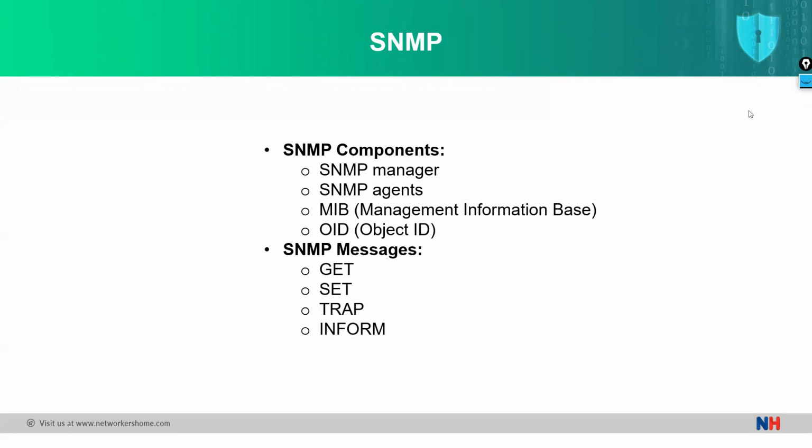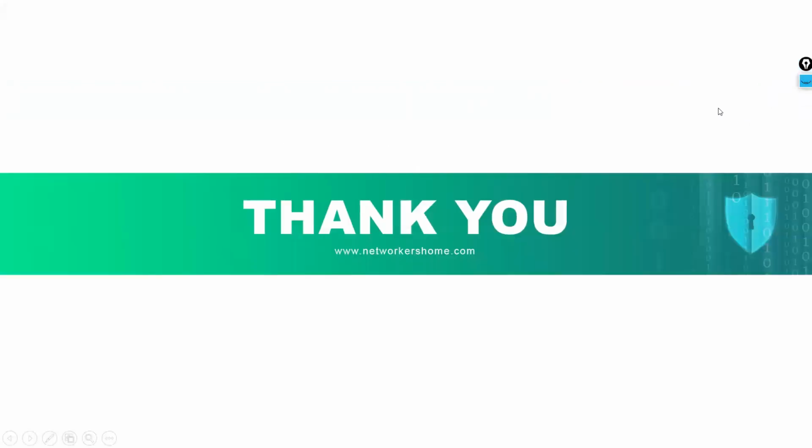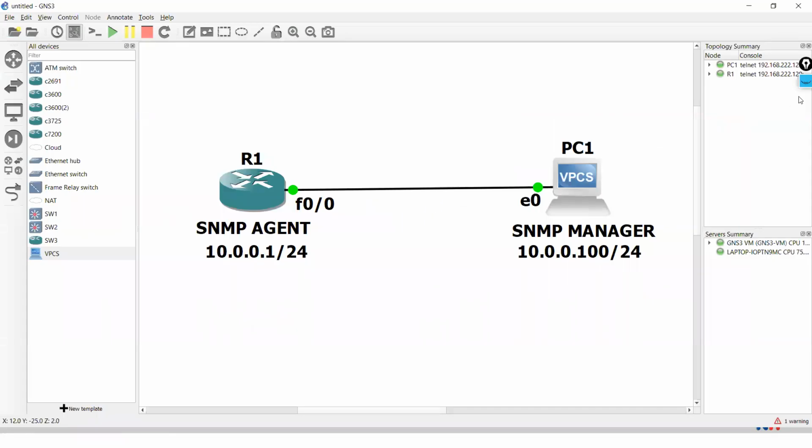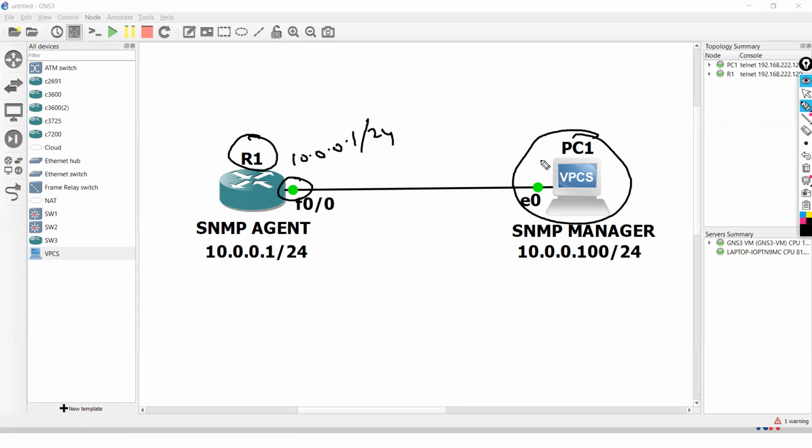Now, before winding up, as we have discussed the theory part, let me also show you the practical part. Here we have a router, and this router is given the IP 10.0.0.1/24. And here we have a VPCS, and consider this VPCS as the SNMP manager. This manager is configured with the IP 10.0.0.100.